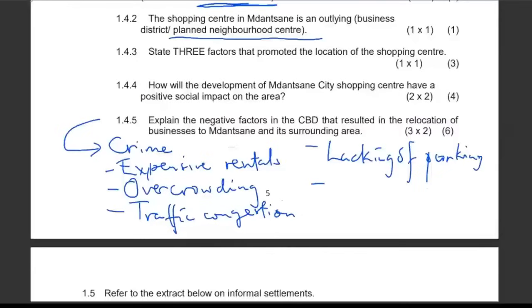And also we can check lack of expansion space. Right, so because of lack of expansion space, there are limited opportunities of expanding the business. Hence, in the outlying business district or in the shopping malls there will be possibility of space for expansion for the business, such that it attracts businesses to the outlying business district. Right, that gives us the justification of that question.